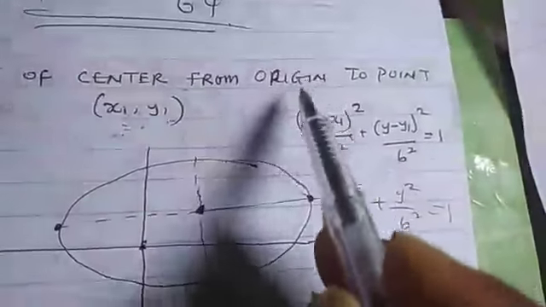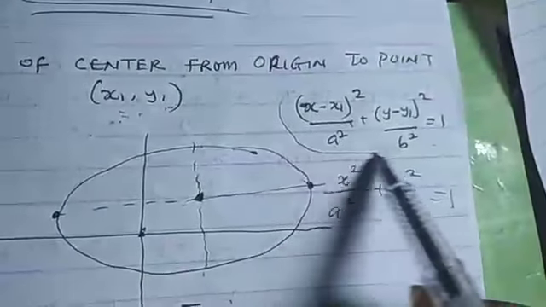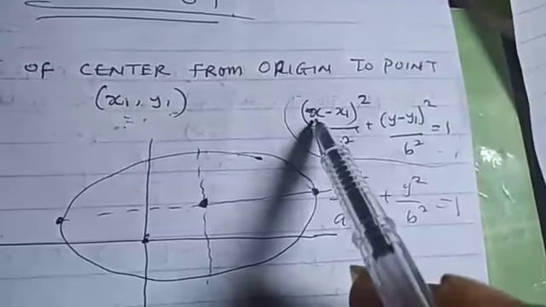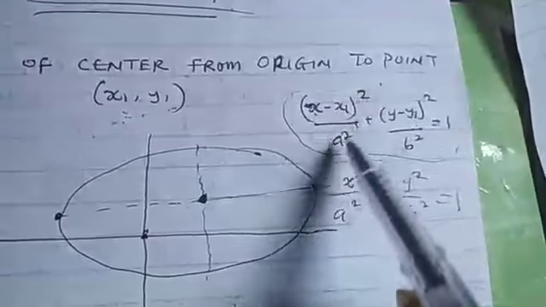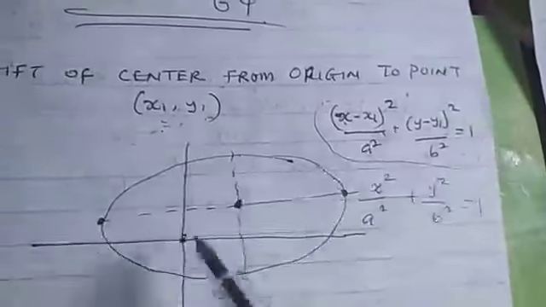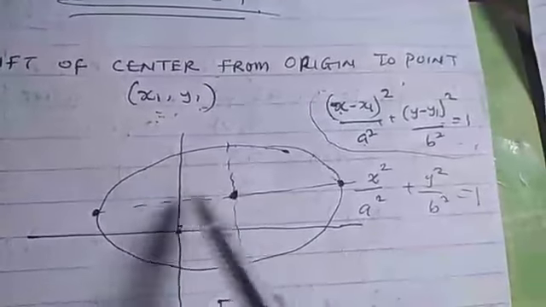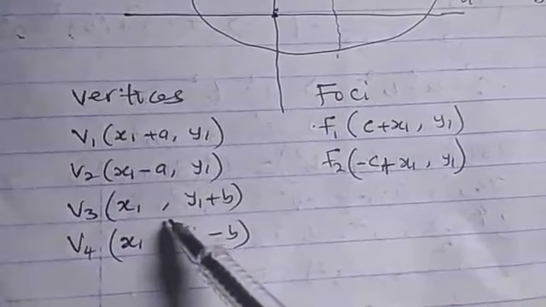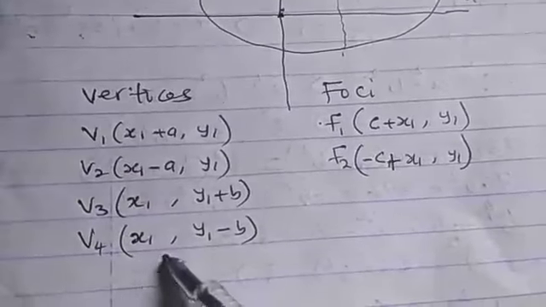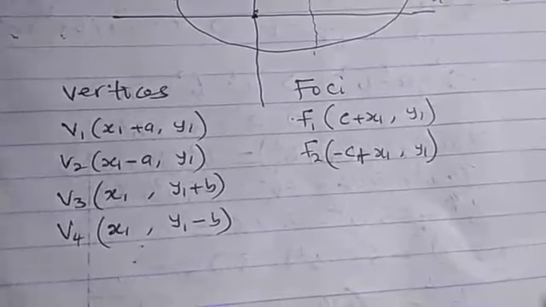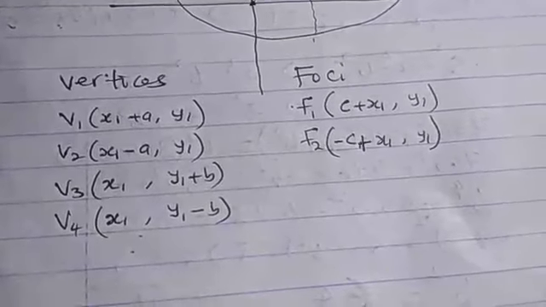When it's not at the origin, the equation of the ellipse is now in this form: x minus x1 squared and this. Also, the vertices and the foci will change. It will change to this. So these are the vertices and these are the foci. Let's take an example on this.